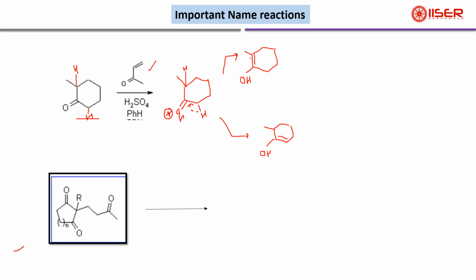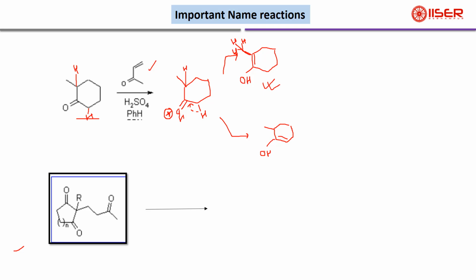Among these two, which one is the more stable double bond? Obviously this one, because it is more stabilized due to the presence of more hyperconjugative hydrogens. This is the more substituted double bond, so this double bond is more stable. So our expected intermediate will be this one. Always look at which reagents have been given.